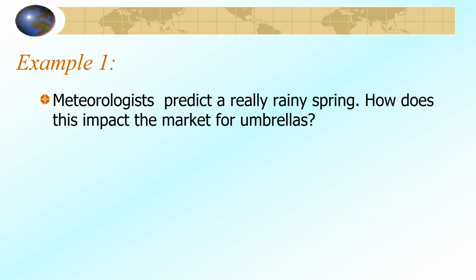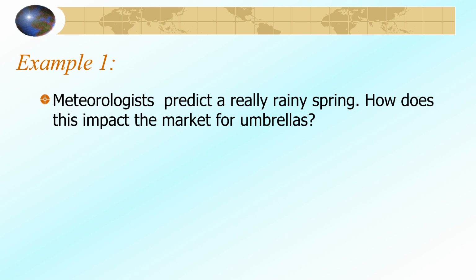So scenario one, I kept these really simple, hopefully. Meteorologists predict a really rainy spring. How does this impact the market for umbrellas? Well, to me, it sounds like this meteorologist prediction is going to impact the preferences for umbrellas. The price of umbrellas is not changing. So it's not that we're buying more umbrellas because it's becoming more affordable. No, it's not a movement along the demand curve. This prediction should actually change our preferences for umbrellas.